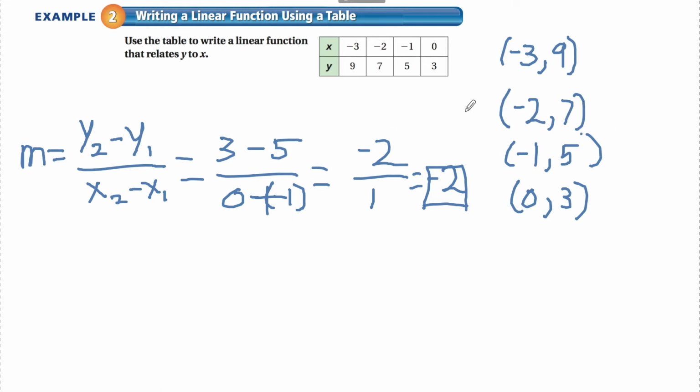Looking at the table and our ordered pairs over here, we see that when x is 0, y is 3. This would be our y-intercept on the graph. When x is 0, y is 3.